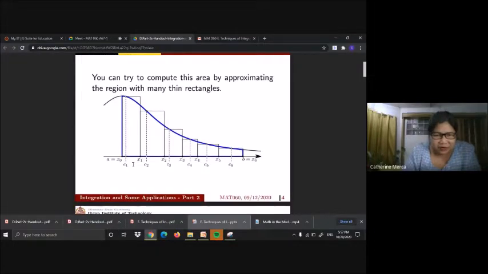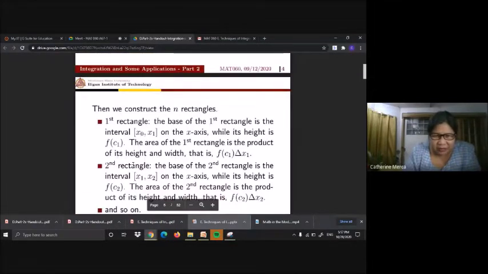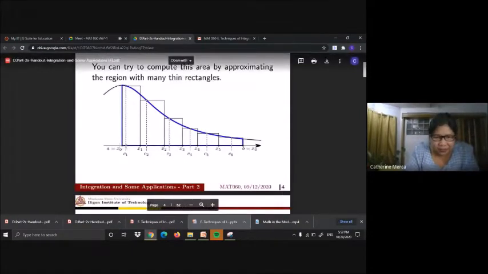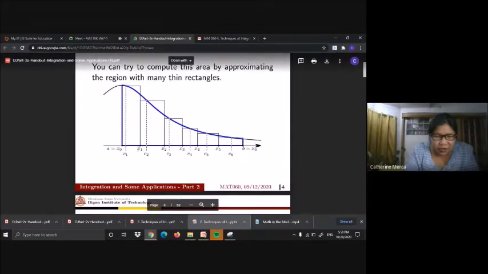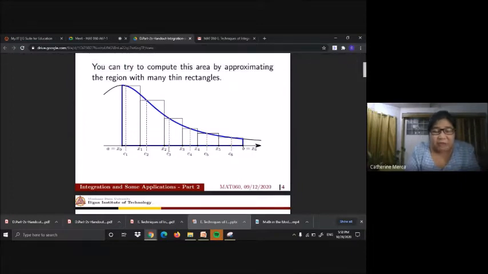So you construct n rectangles. The first rectangle, the base of the first rectangle is the interval x sub 0, x sub 1 on the x-axis, while its height is f at c sub 1. Ito, di ba? Kani, x sub 0 to x sub 1, ang height niya is kani, c sub 1. So rectangle, mag-add mga rectangle, pag regular shape kasi length times width lang, di ba? So kani man nga curve, unsaon man na siya pag-approximate. That's why you make use of your summation of the area under the given curve denoted by your integral sign.